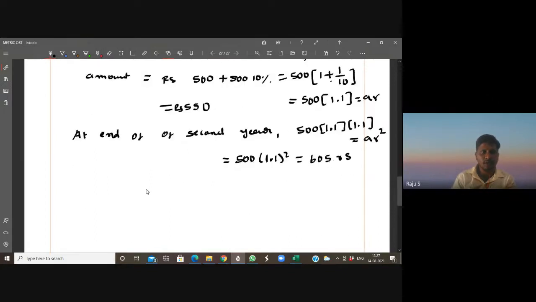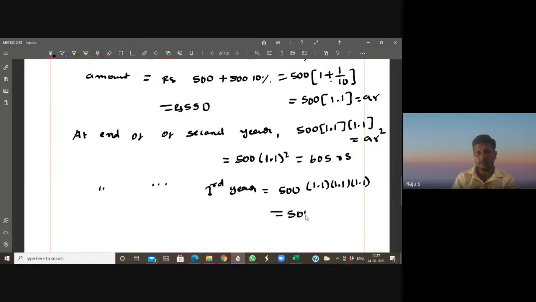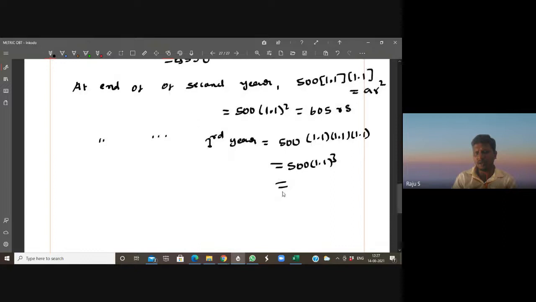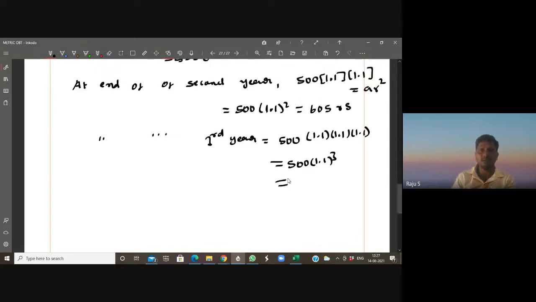Like that, at the end of the third year, 500 into 1.1, 1.1, 1.1. That is 500 into 1.1 whole cube. What is the amount at the end of the third year? Anyhow, no need to find that value, you just have to remember this.